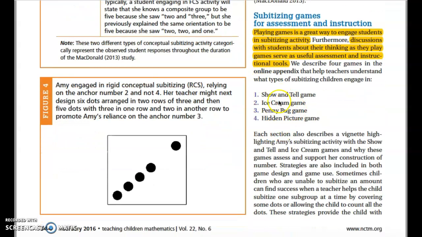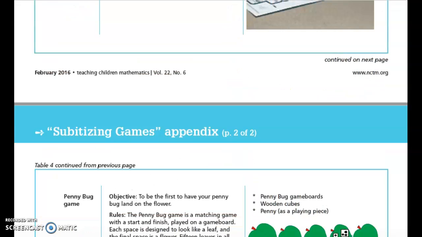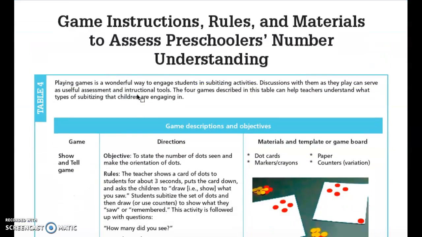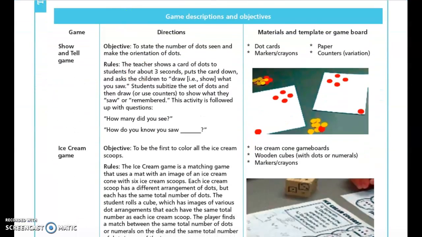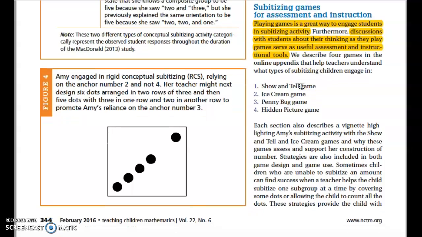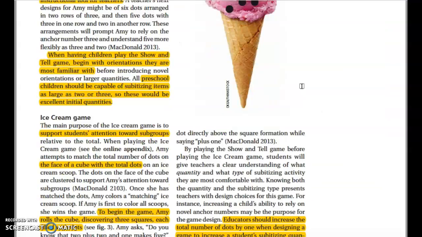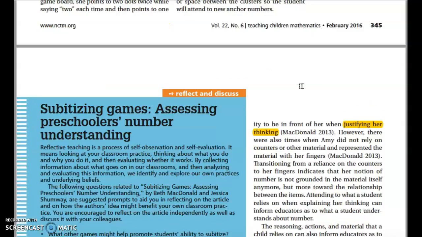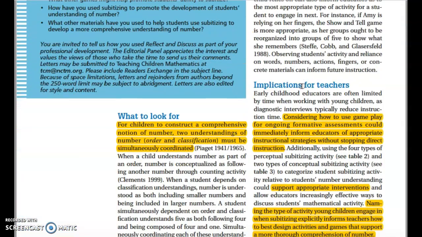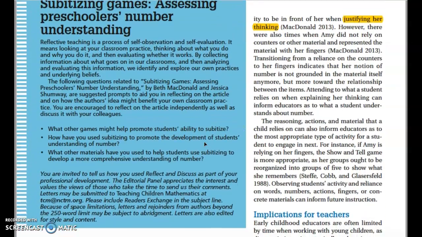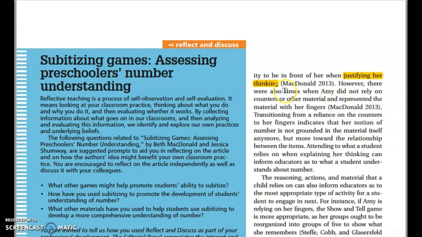This article provides 4 games that can be used in the classroom to encourage subitizing activity: the show and tell game, the ice cream game, and so forth. So what are we looking for by doing this? We're looking for students to understand number, order, and classification, and the implications, and to justify their thinking.